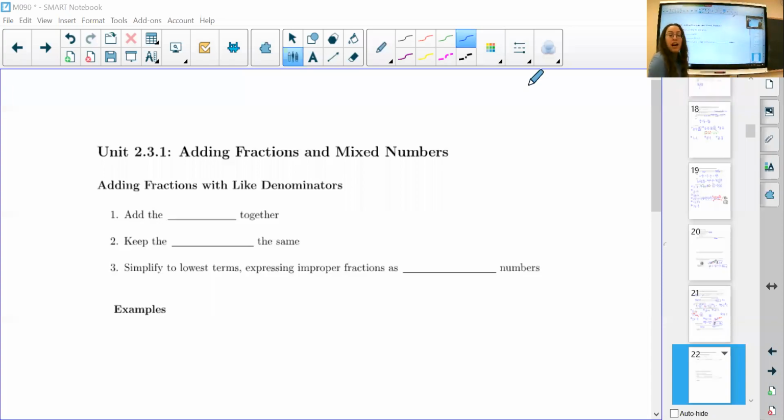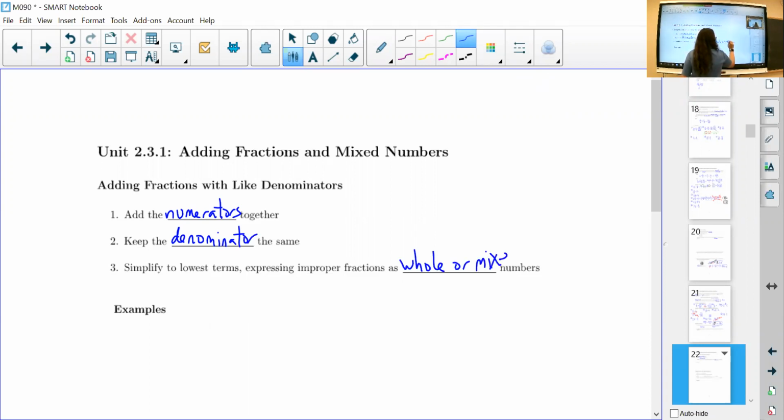Page 22, we're adding fractions and mixed numbers. If fractions have like denominators, the same number on the bottom, we are very happy. We add the numerators together, we keep the denominator the same, and then we simplify. We can put improper fractions as whole or mixed numbers. Only one of those will be appropriate for any given fraction.